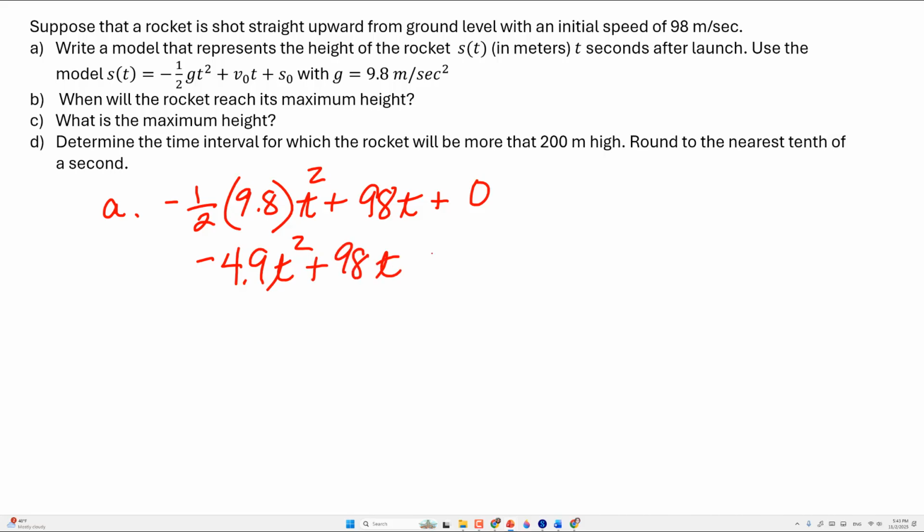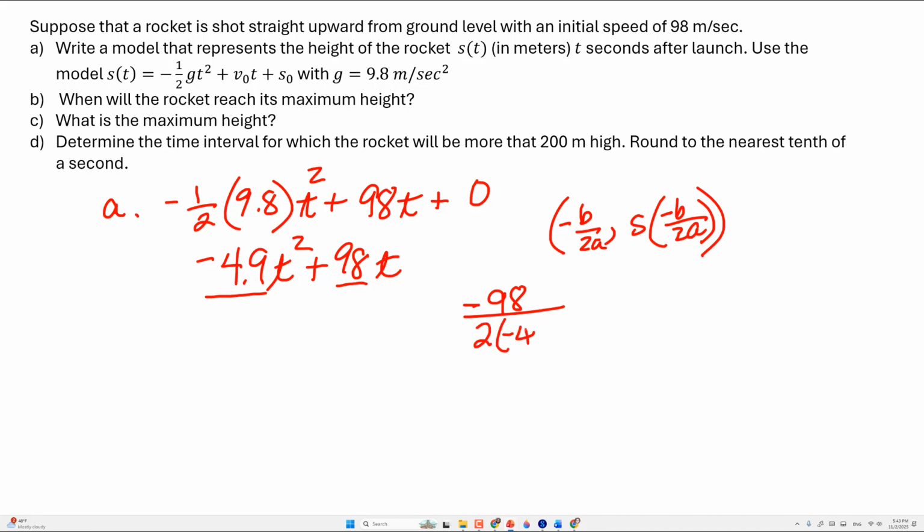And we can just put this into the vertex formula, which again is negative b over 2a, and then it would be s of negative b over 2a for the position. So this is your a and this is your b. And so negative b over 2a is going to be negative 98 over 2 times negative 4.9. And so that's going to be negative 98 over negative 9.8. So that will be 10 seconds. That's how long it will take the rocket to reach its maximum height.